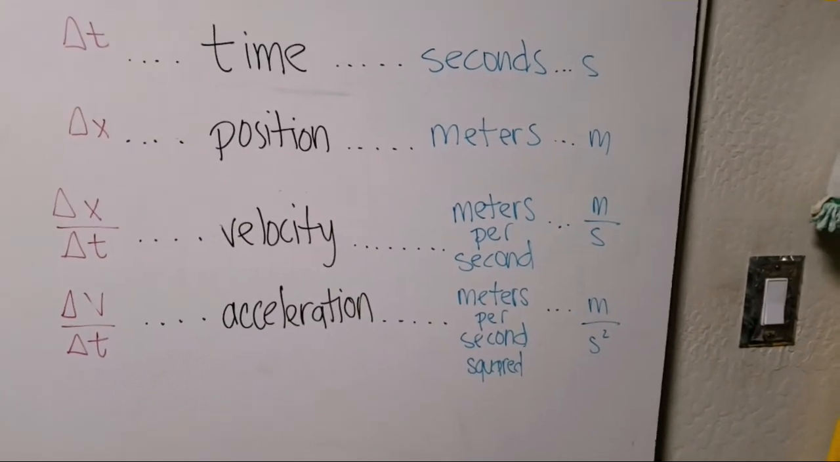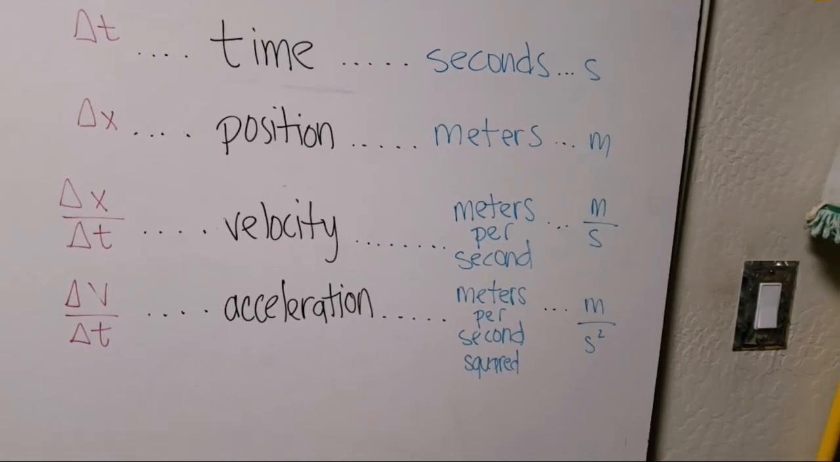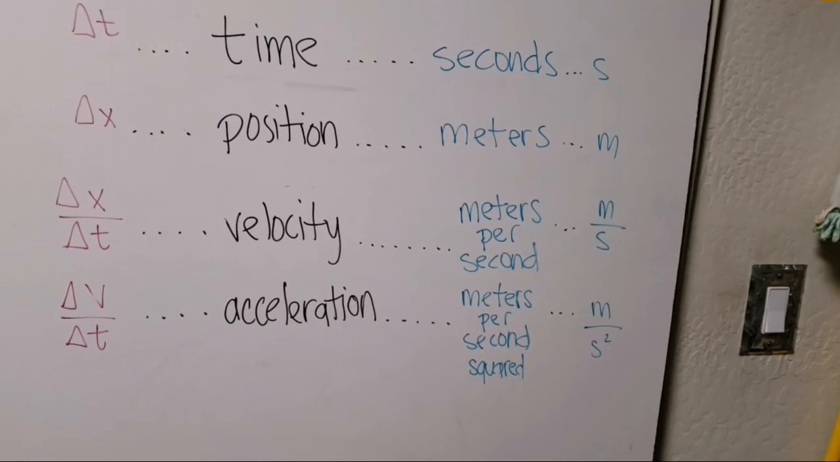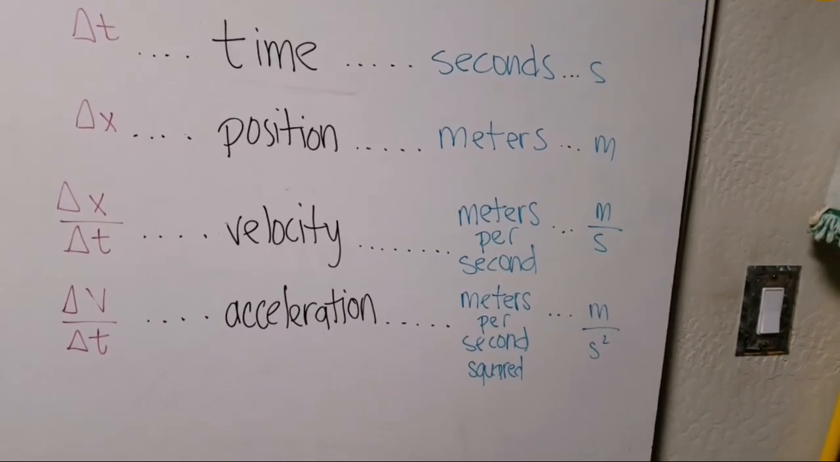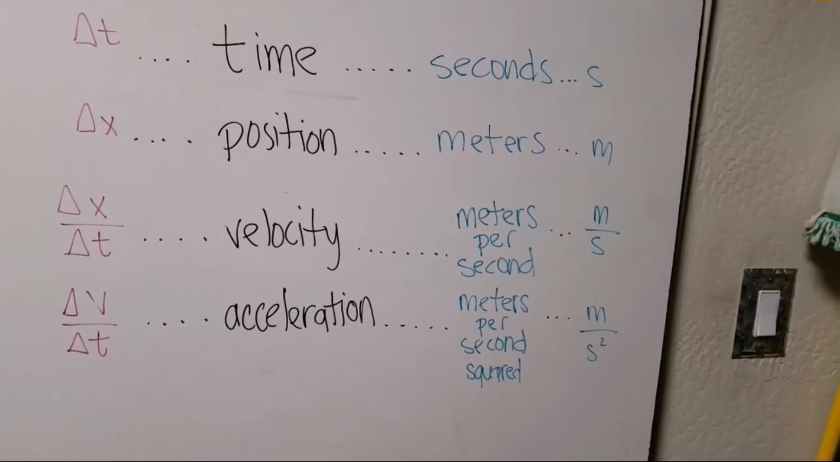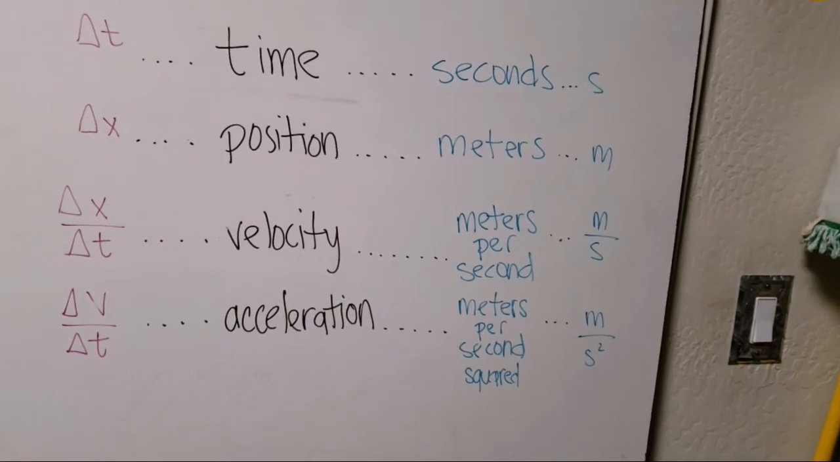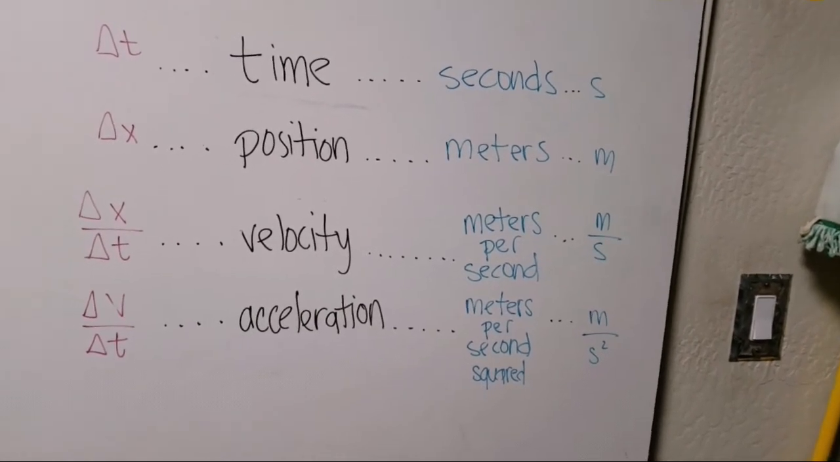Now you can see something interesting happen here. For velocity, we're using both of those, and it's delta x divided by delta t, which just means the change in position over the change in time. And you can see something similar is happening with acceleration. It's just the change in velocity over the change in time.